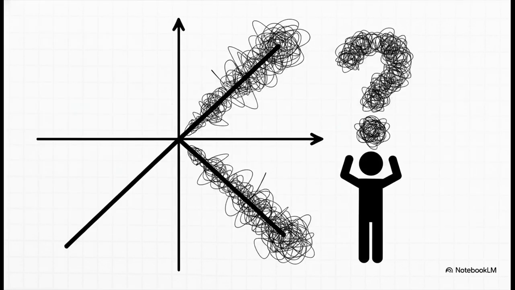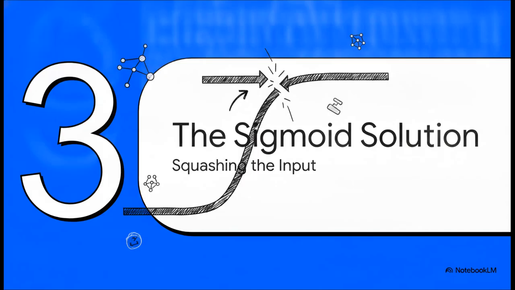Plus, let's be real, it just feels unnatural mathematically. A straight line goes on forever in both directions, right? That means it could give us outputs like -50 or +500. That makes absolutely no sense when we strictly need a probability between 0 and 1 to figure out if an email is actually spam. Which brings us to Section 3, the sigmoid solution, or squashing the input.